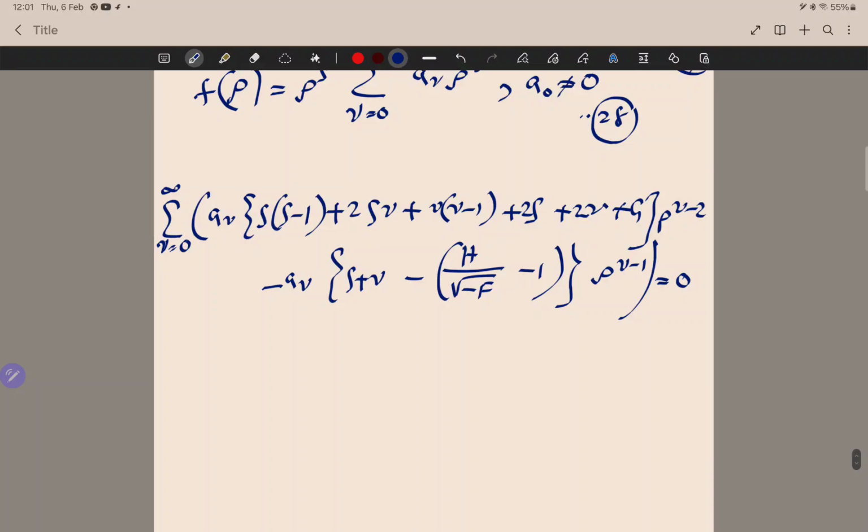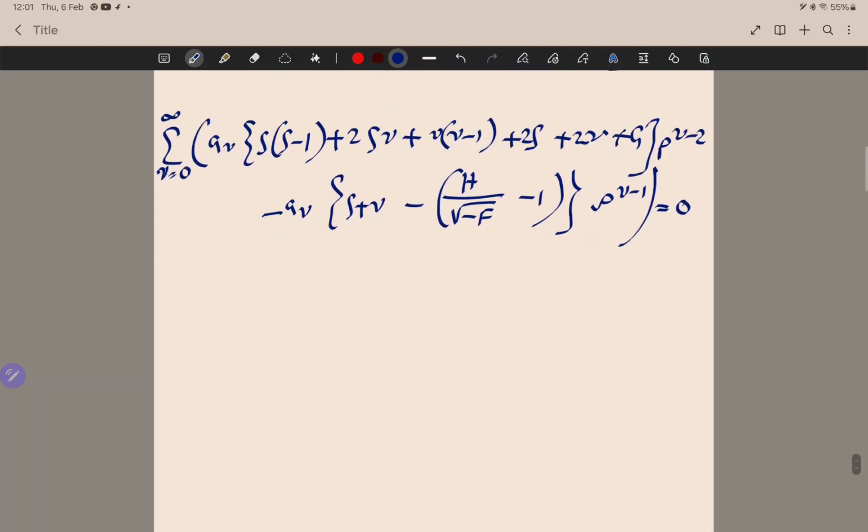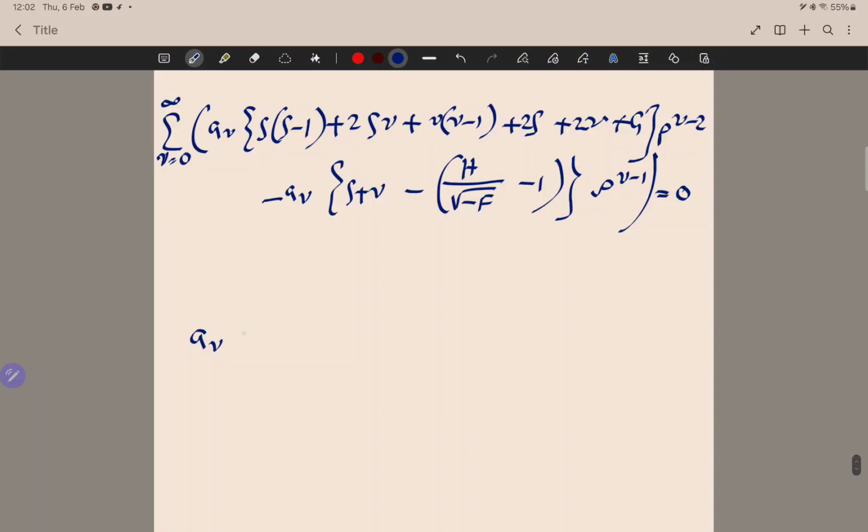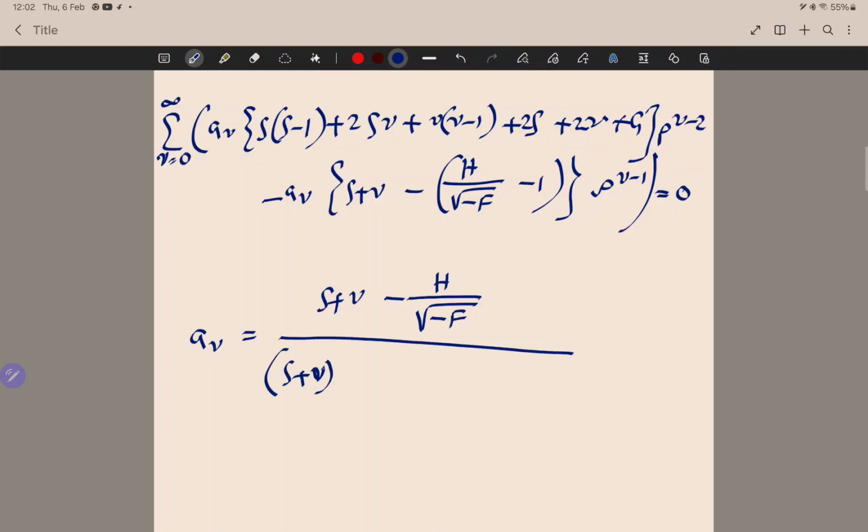The coefficient of every power of rho must vanish. We equate the coefficient of ρ^(ν−2) to 0 to find a_ν equal to [(s+ν − h/√(−f))/((s+ν)² + (s+ν) + g)] a_(ν−1), a recurrence relation for the coefficients. This is equation number 30, and this is equation number 29.